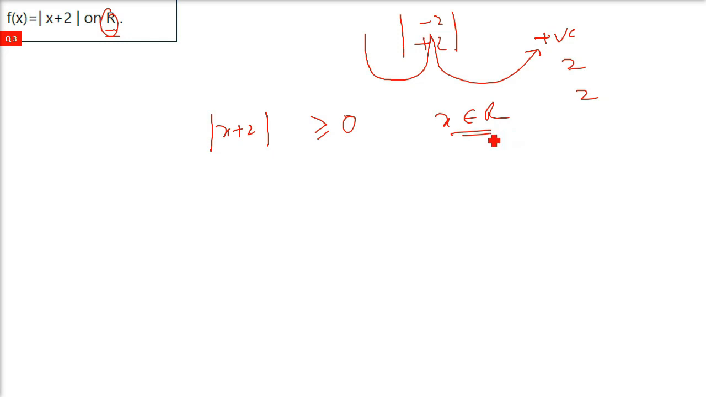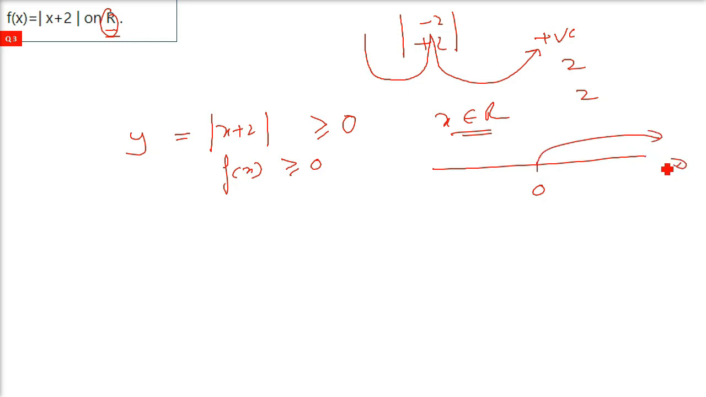So 0 is the lowest limit. This function is going above 0. It can never come below 0. So this function will never be seen in the negative quadrant of the y-axis. It will always be in the positive y quadrants, where y is positive. And you have to go from 0 till infinity. So the lowest possible value is 0 and you can go up to infinity.